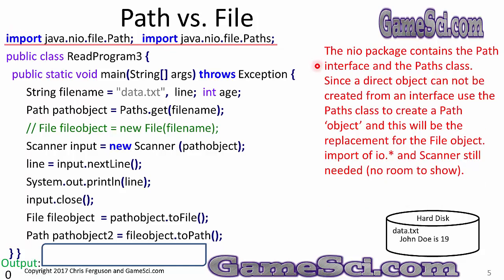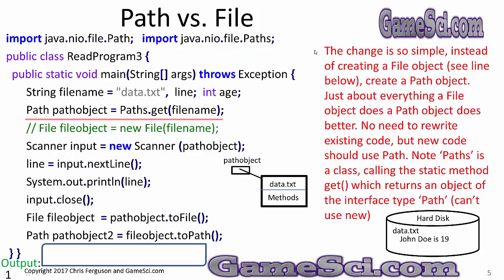The NIO package contains the Path interface and the Paths class. Since a direct object cannot be created from an interface, use the Paths class to create a Path object. This will be the replacement for the file object. The import of IO star and the Scanner still are needed. I just didn't have room up here to show all the imports I needed. These are the new imports, and I really want to emphasize them because this is what you have to import to use the path.